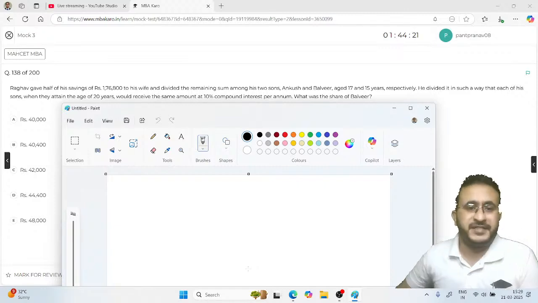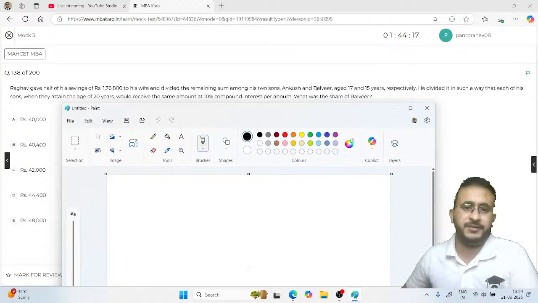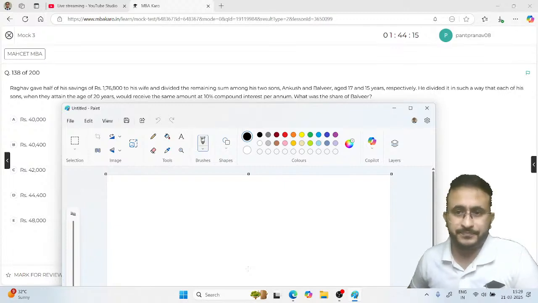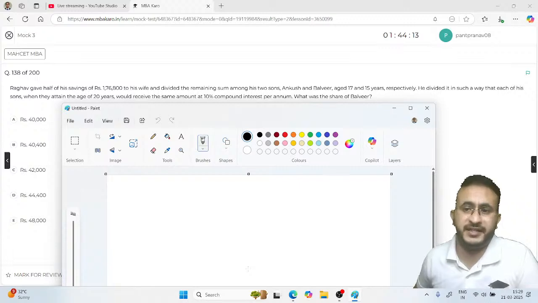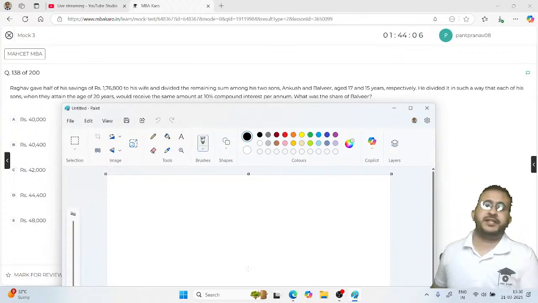Raghav gave half of his savings of rupees 176,800 to his wife and divided the rest among his two sons, aged 17 and 15 years. He divided in such a way that each of his sons, when attaining the age of 20 years, would receive the same amount at 10% compound interest per annum. What was the share of Balbir?